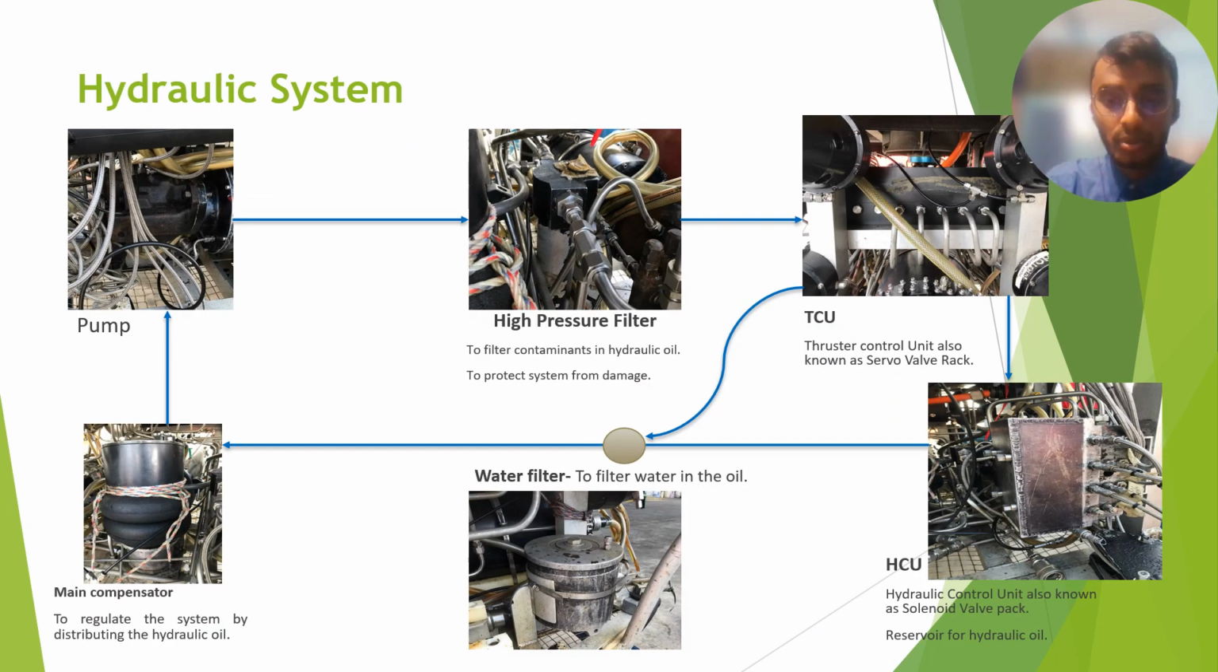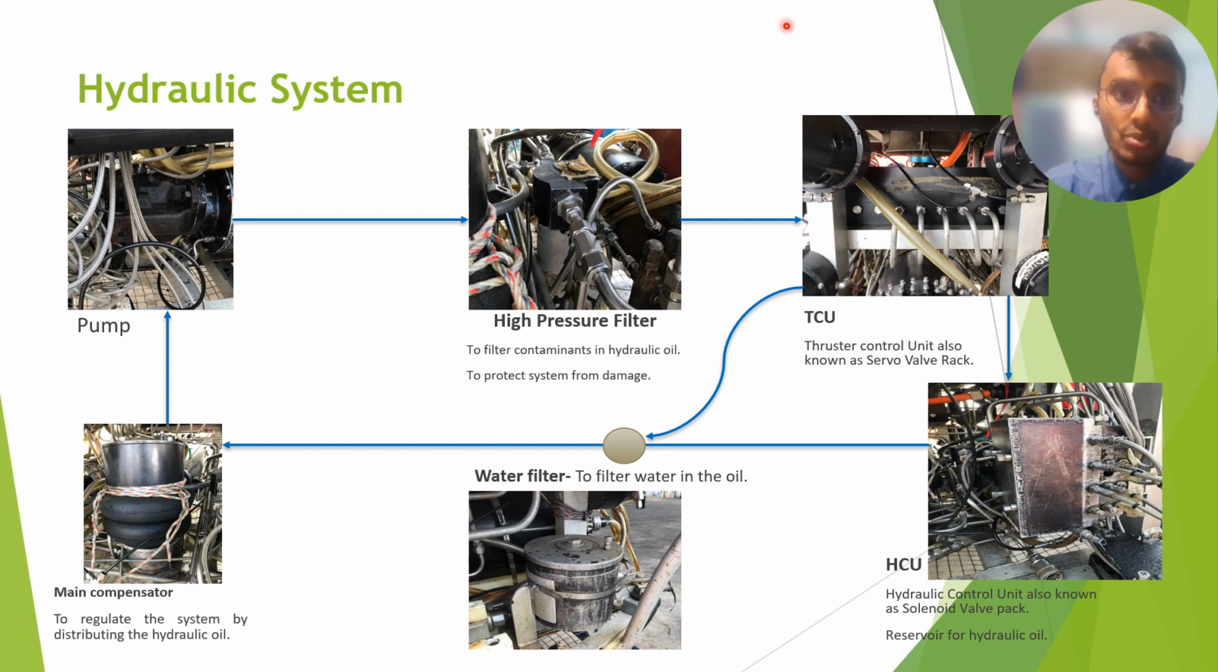Now I would like to talk about the hydraulic system in ROV. As you can see, the power usually starts from the motor to turn on the pump, where the pump will pump in hydraulic oil in the system. Then it follows to the high pressure filter to filter contaminants in hydraulic oil, and also to protect the system from damage.